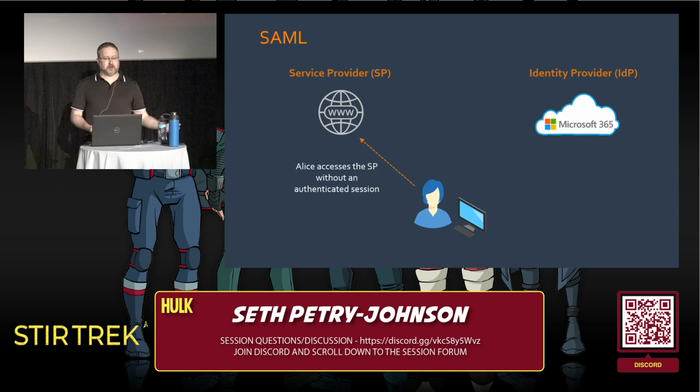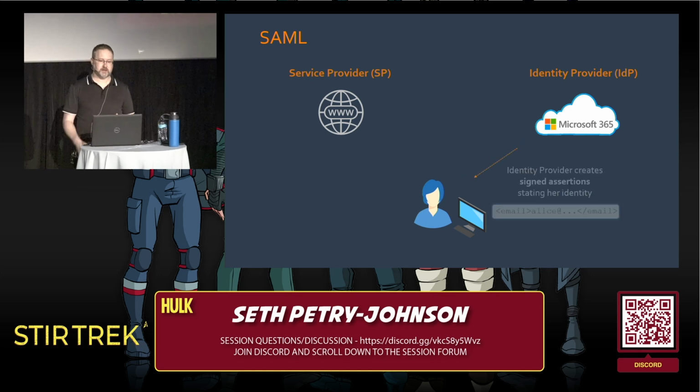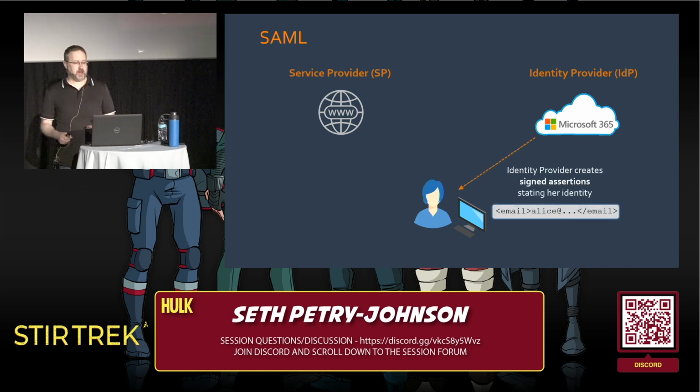So Alice first goes to the service provider, which she's not authenticated yet, so she's redirected over to the identity provider where she logs in. The identity provider confirms her identity with whatever technique they want. They then create a set of signed assertions containing her identity information.